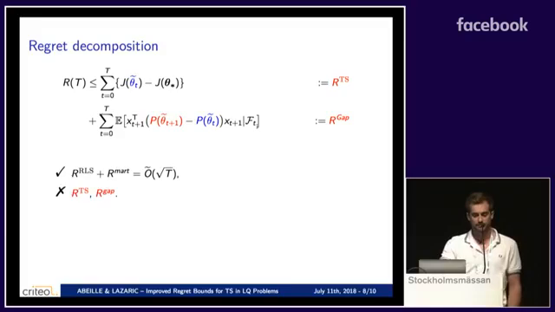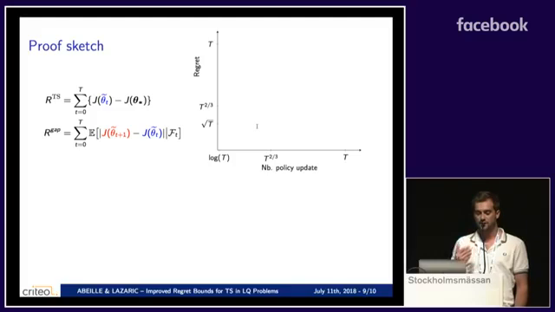Simplifying the expression a bit in the one-dimensional case, RTS is the deviation in the optimal average cost due to randomness, and R-gap is the difference between the optimal average cost taken at two subsequent sampling parameters. What was done before, in order to bound R-gap, was to say that each time we update a policy, we can bound this difference by a fixed quantity, so roughly we suffer a fixed cost at each policy update. And this speaks in favor of rarely updating the policy.